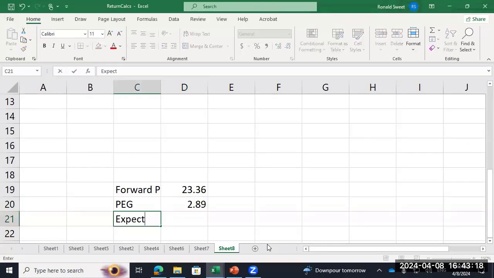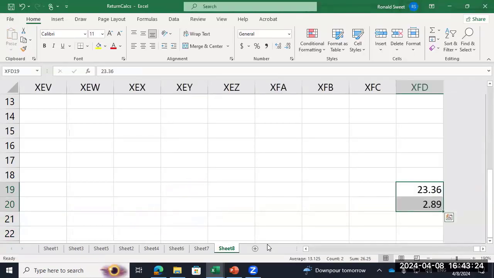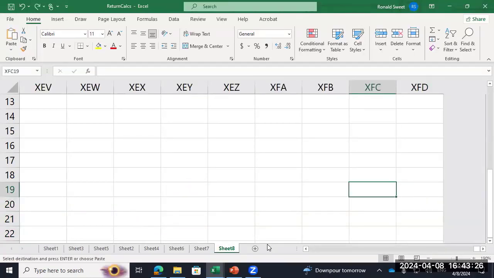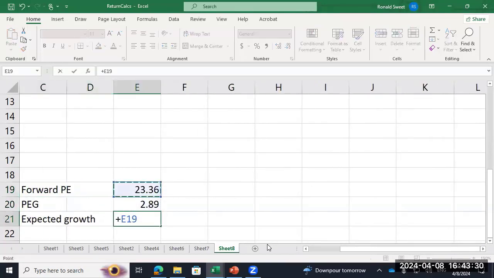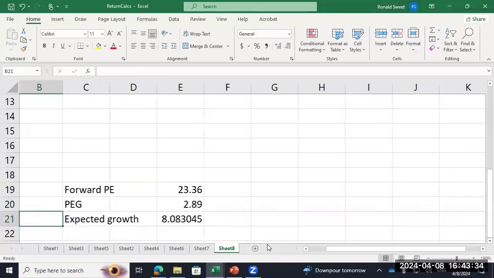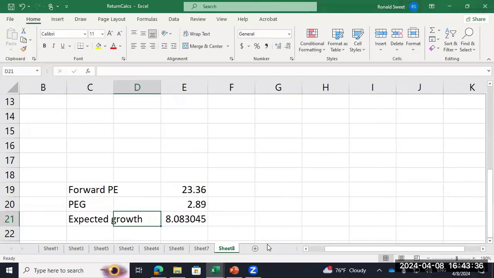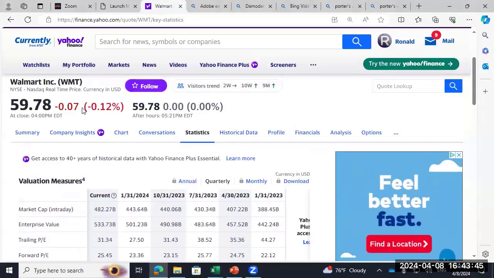So the expected growth is just PE divided by the PEG. You get a really high growth rate, 8%. Why would they think Walmart's so strong? I think part of it is because they're maybe coming off a low number. You'd have to look at the earnings per share to see.